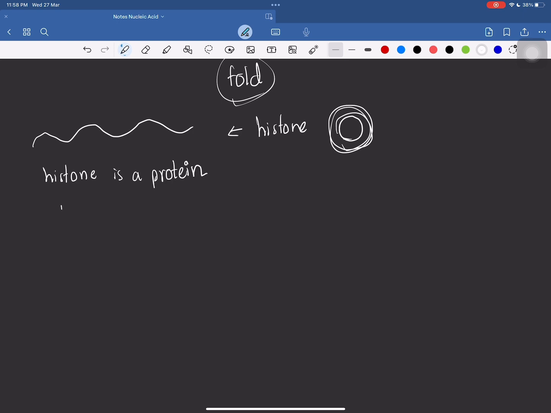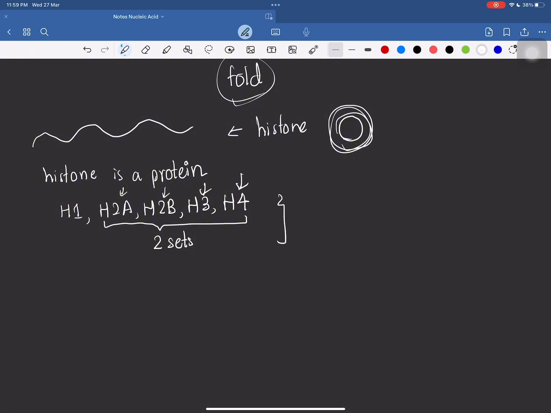So there are different subtypes like H1, H2A, H2B, H3, and H4. Okay, so H2A, H2B, H3, and H4, two sets means two of H2A, two of H2B, two of H3, two of H4. All of them together, so only these four, two sets, we call them octamers.